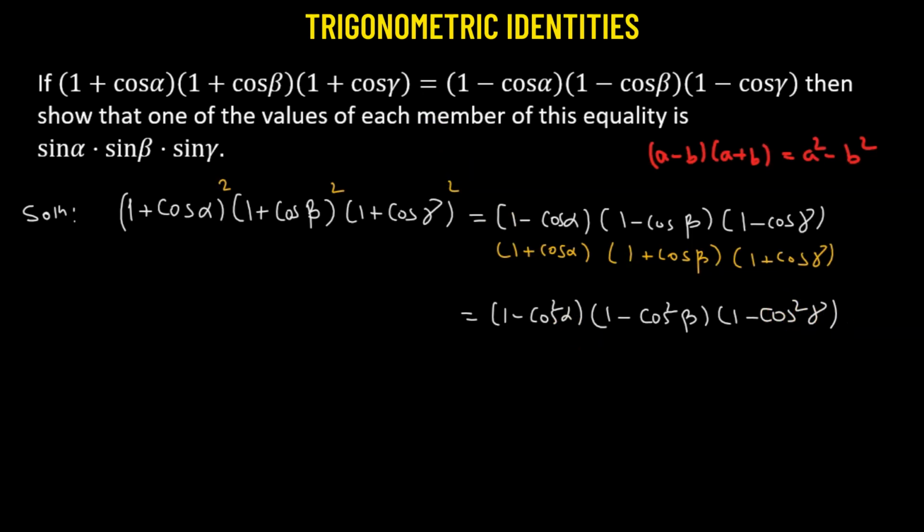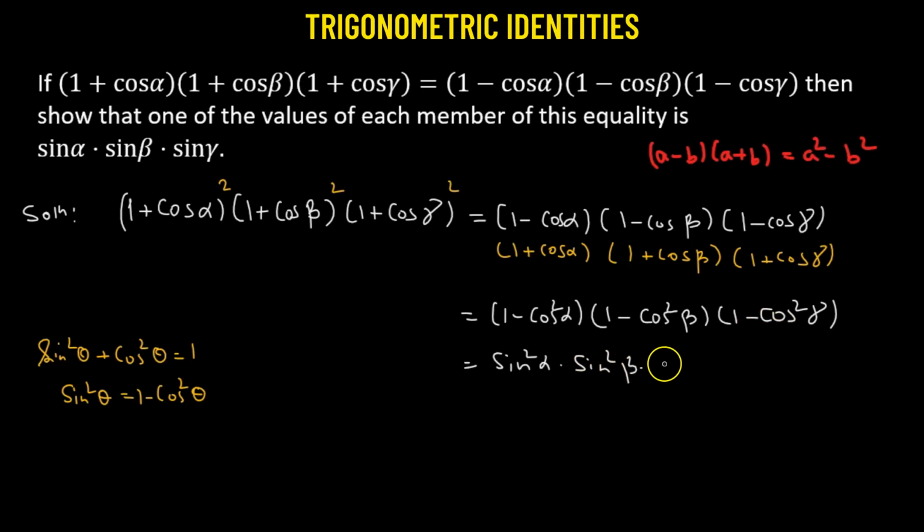Now we are going to use the standard identity. We know that sine squared theta plus cosine squared theta always equals 1. That means sine squared theta can also be expressed as 1 minus cosine squared theta. If we replace theta with alpha, 1 minus cosine squared alpha becomes sine squared alpha. If we replace theta with beta, 1 minus cosine squared beta gives us sine squared beta, and similarly 1 minus cosine squared gamma gives us sine squared gamma.